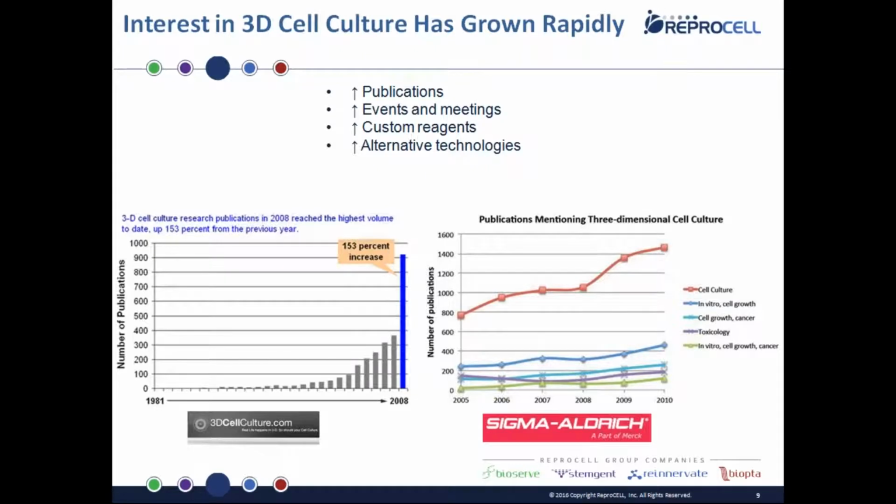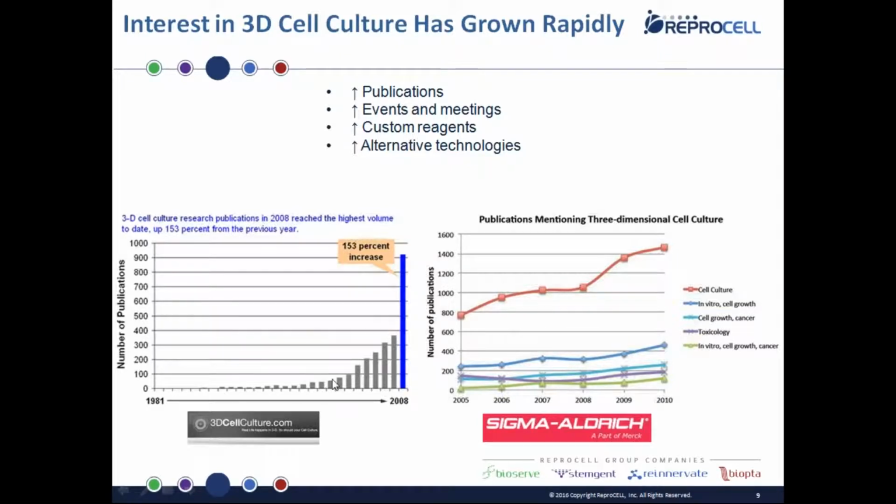A lot of it fueled by ethical concerns and wanting to reduce animal use. So anything that is going to increase the relevance of your in vitro use and the translation of your data into in vivo models is very welcome. And as you can see here, this is from cellculture.com again.